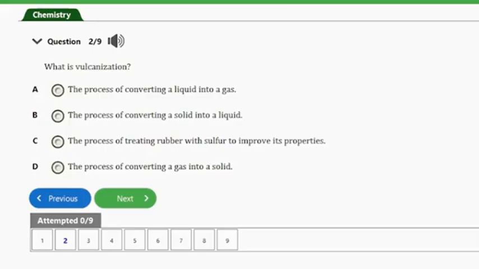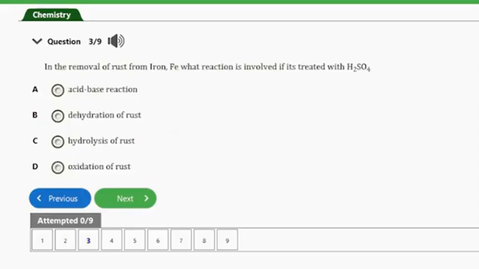Vulcanization is actually the process of treating rubber with sulfur and heat or other chemicals to improve its mechanical properties such as elasticity, strength, and resistance to temperature, and so on. So guys, that's the answer to this question. That's option C here. So let's consider the next question.